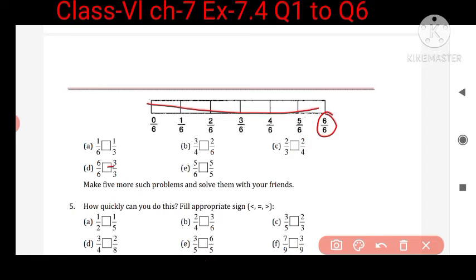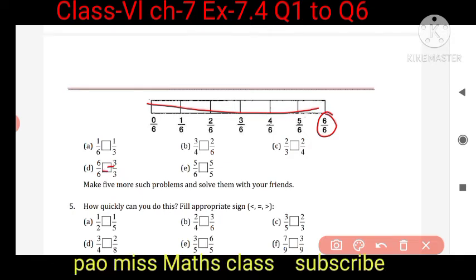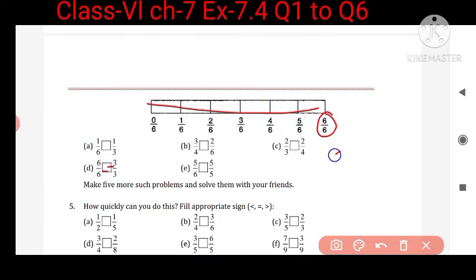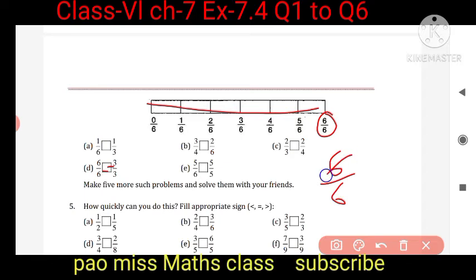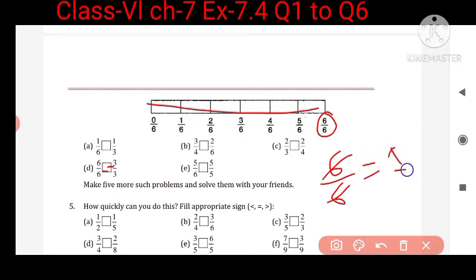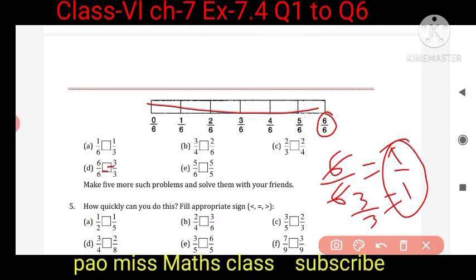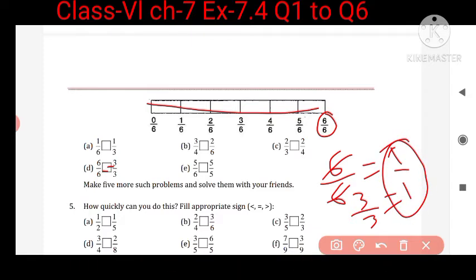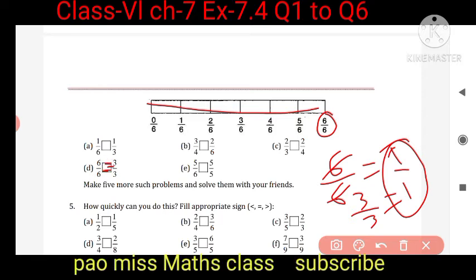That means this will be what? Equal or not? Equal, because the length of the chocolate is equal. That means 6 upon 6 is equal to 3 upon 3. And if I solve in this way, 6 upon 6 is equal to 1. In the same way, 3 upon 3 is equal to 1. That means they are getting one full chocolate. So here the answer will be equal, okay?